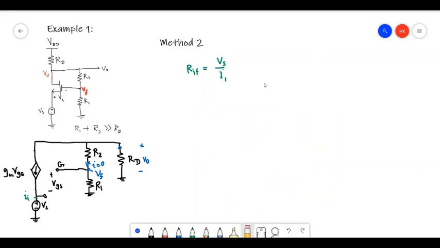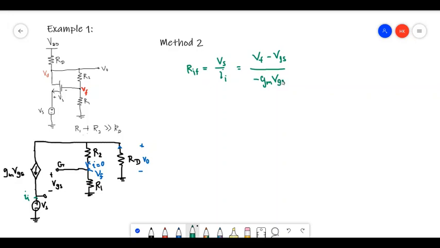Okay, now input resistance. So closed loop input resistance can be written as Vs divided by Ii, right? So the input current. I think we found Vs earlier. So Vs can be written as Vf minus VGS, and the input current is actually minus GmVGS. So we have to get rid of this VGS thing.